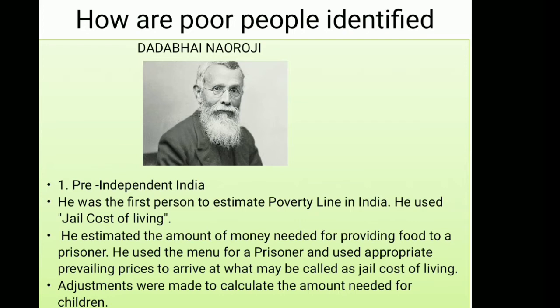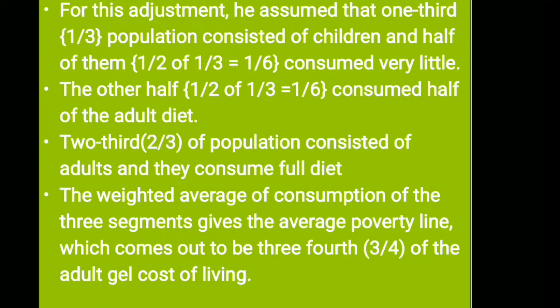He estimated the amount of money needed for providing food to a prisoner. He used the menu which is provided to the prisoner, at the appropriate prevailing prices at which it was available, to calculate the jail cost of living as the poverty line. Some adjustment was made to calculate the amount needed for children too. This was the procedure through which he did the calculation of jail cost of living.